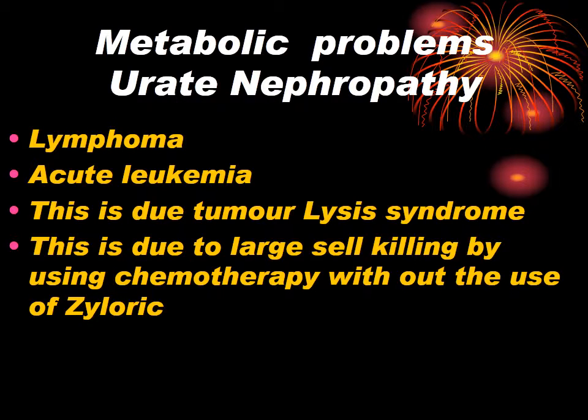Metabolic problems, urate nephropathy happen in lymphoma, acute leukemia, and this is due to tumor lysis syndrome. This is due to large cell killing by using chemotherapy without the use of Xyluric.